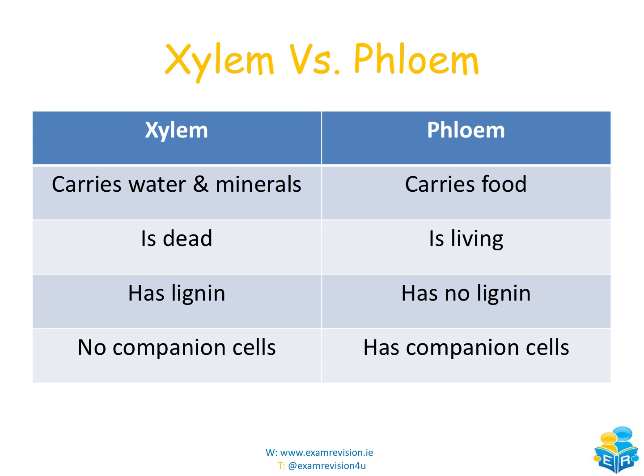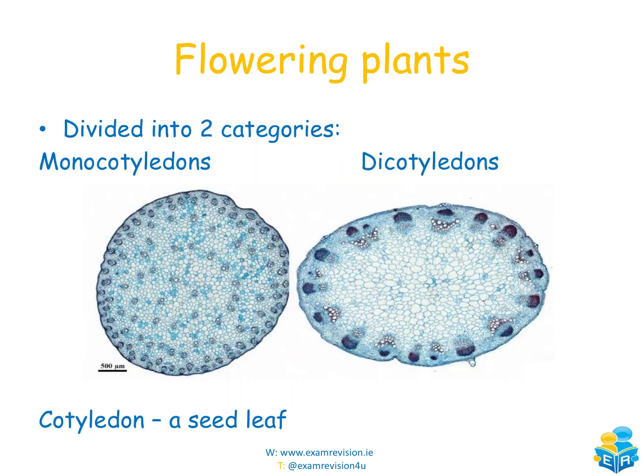Xylem and phloem. So xylem carries water and minerals, F sound in phloem, F sound in food. Xylem is dead, phloem is living. Xylem has lignin, phloem does not have lignin, and the xylem does not have companion cells, whereas the phloem does have companion cells. So a couple of differences there between our xylem and our phloem.